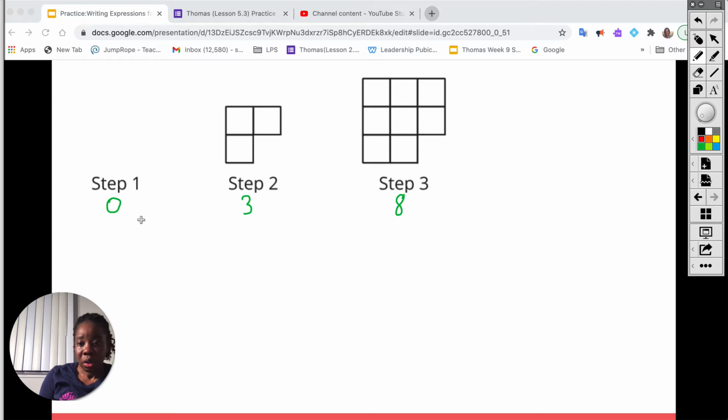So to go from 0 to 3, that is a plus 3. Going from 3 to 8, that is a plus 5. I think I need at least one other step to figure out what's going on. So I'm going to go ahead and draw step 4 based on what I can see.